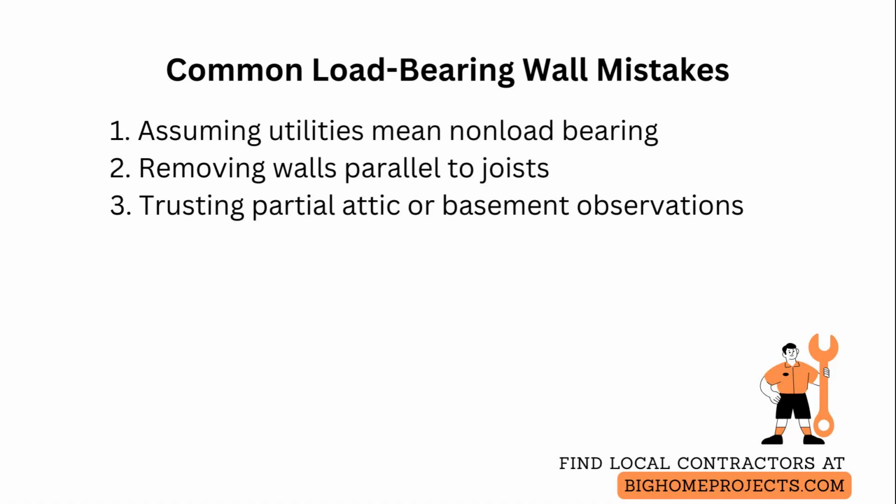Another error is removing a wall because it is parallel to joists without checking for hidden beams or double top plates that can transfer load. If you find a double top plate or header spanning an opening, stop work and get engineered guidance.